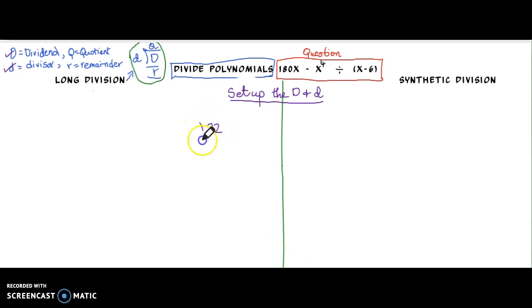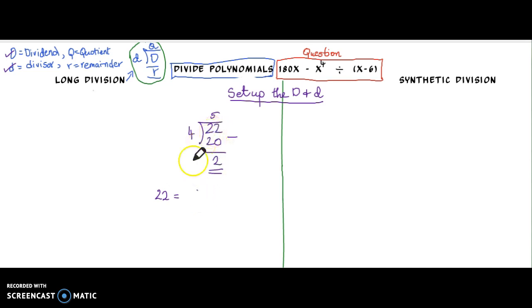Just to quickly review how long division is done with numbers, I'm going to give you a quick example. If you divide 22 by 4, let's say, we know that 4 times 5 is 20, and then what do we do with them? We subtract 22 minus 20, we get the remainder as 2.